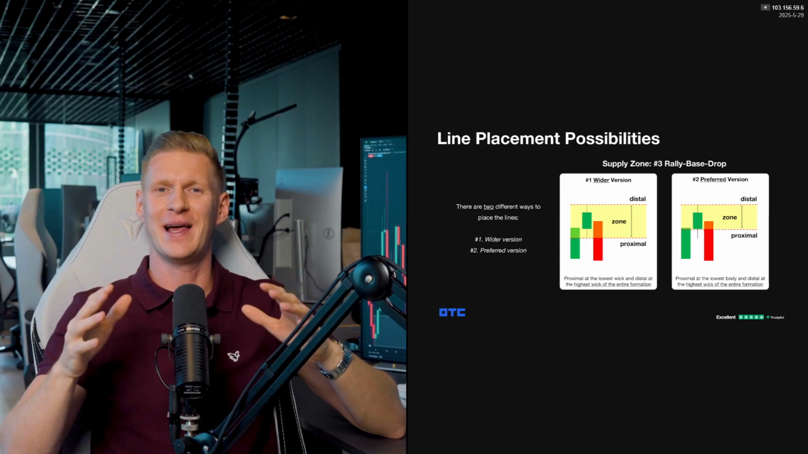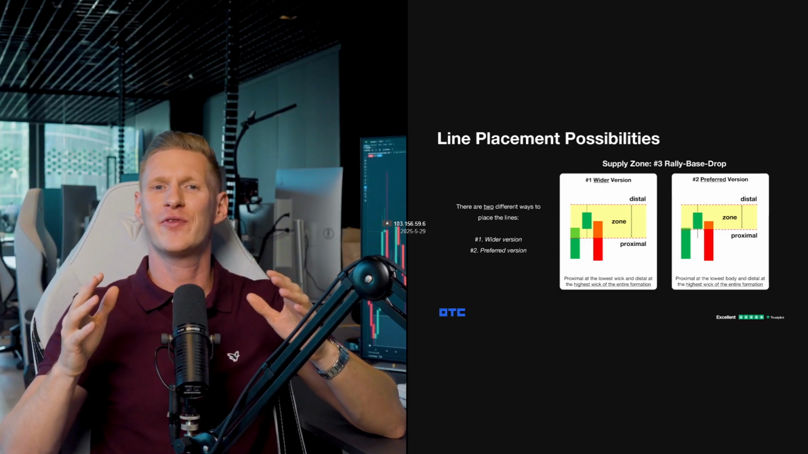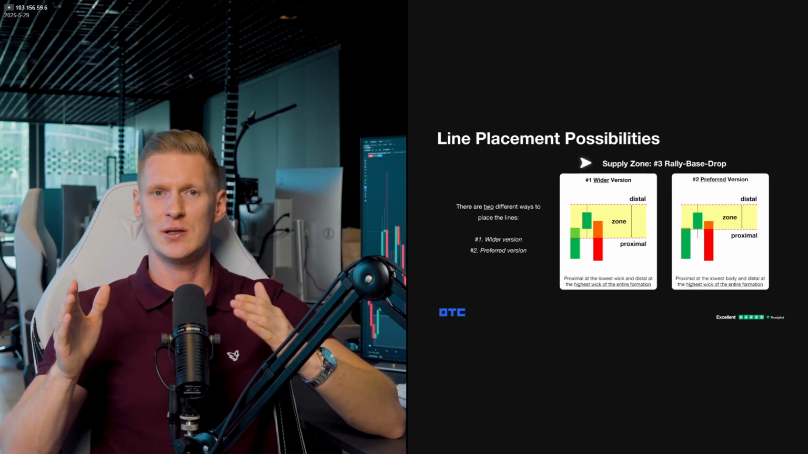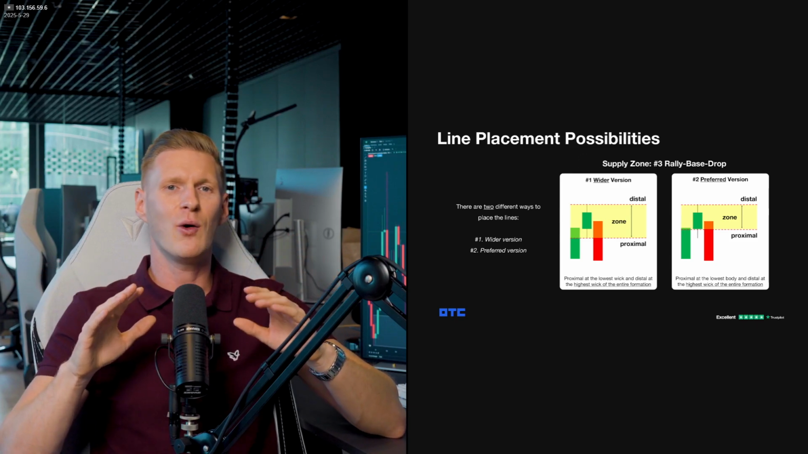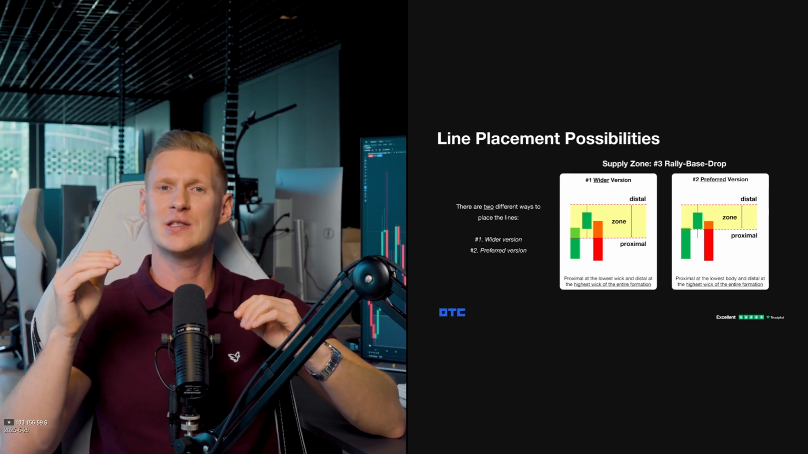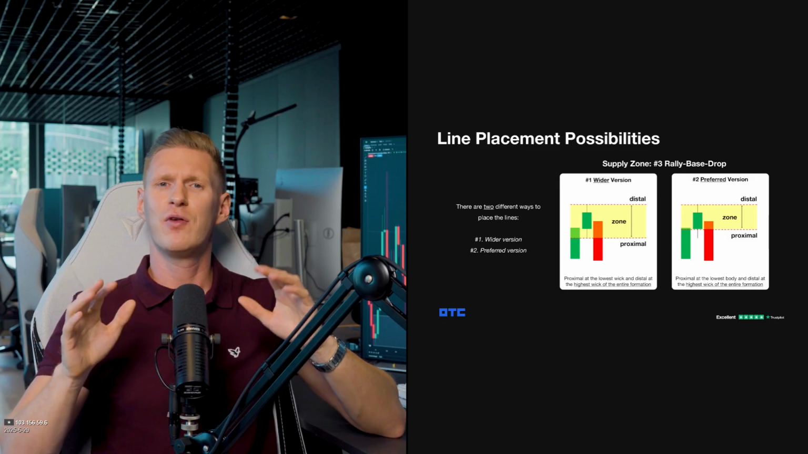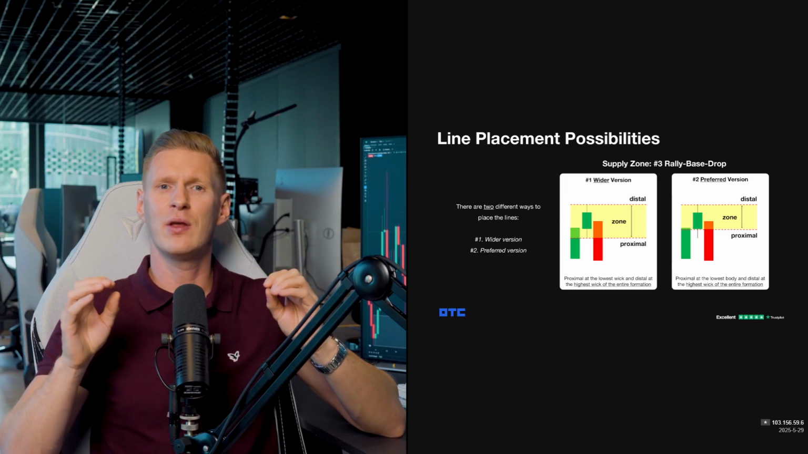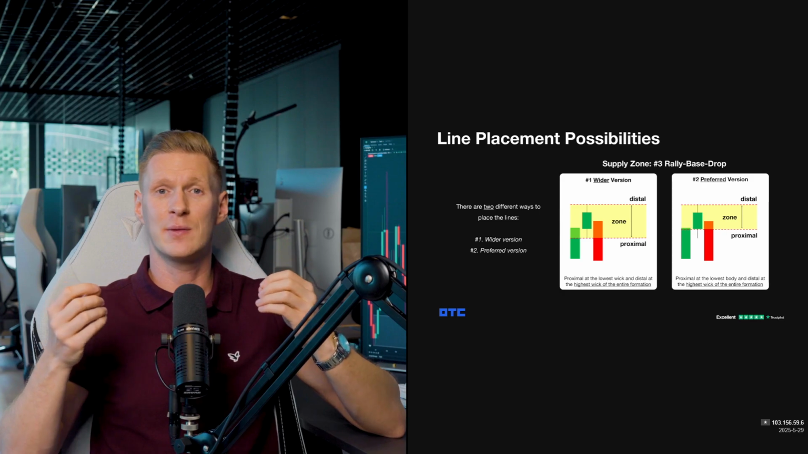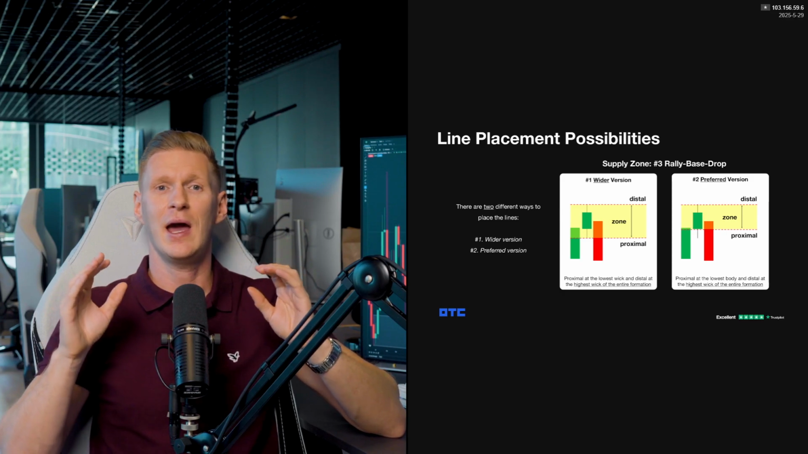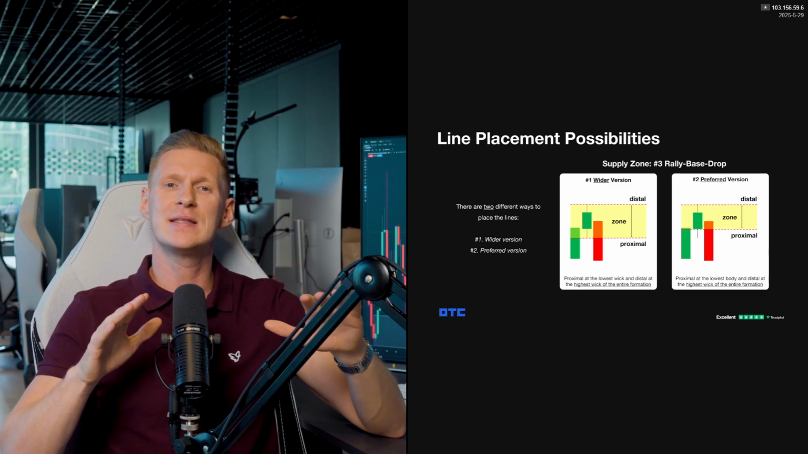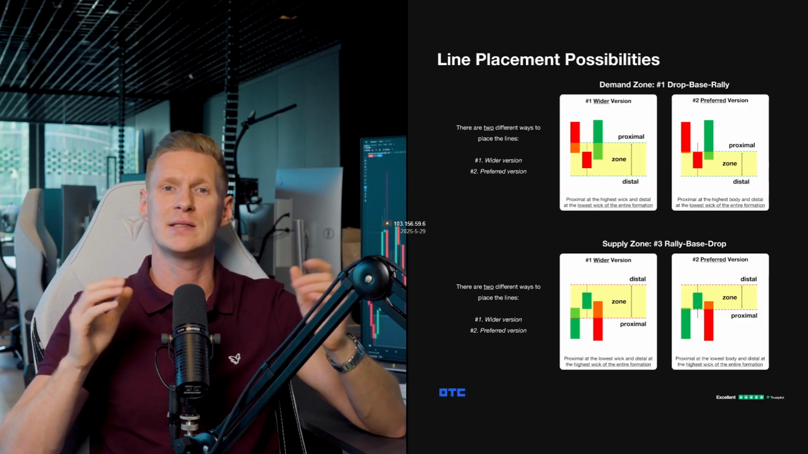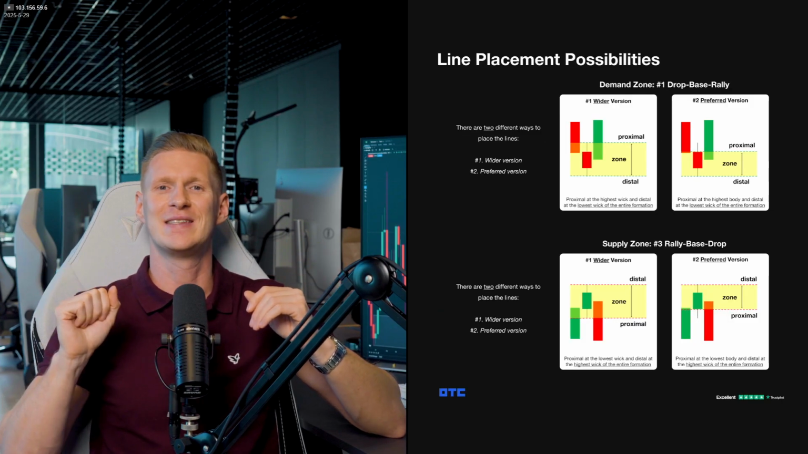When it comes to supply zones, we use the same framework but in reverse. Here's a rally-based drop formation as an example. The distal line always goes at the highest wick of the entire formation. For the proximal line, you can choose a wider zone by placing it at the lowest wick, or opt for greater precision by positioning it at the lowest body. As you can see, it's essentially the same method we use for demand zones, just flipped on its head.